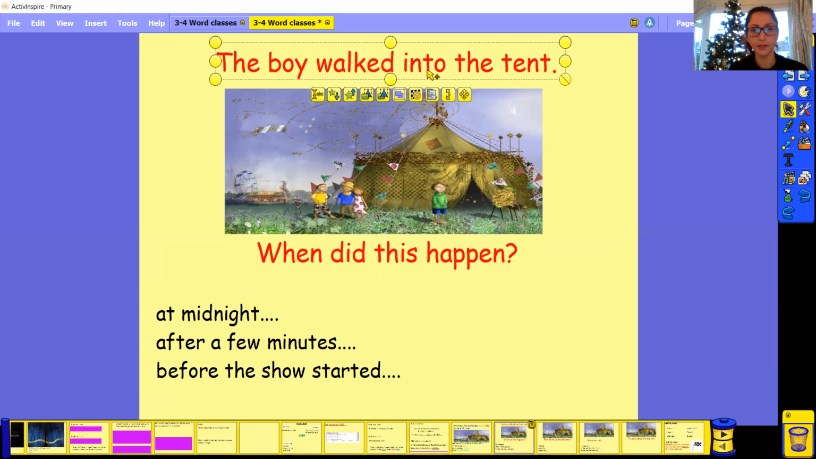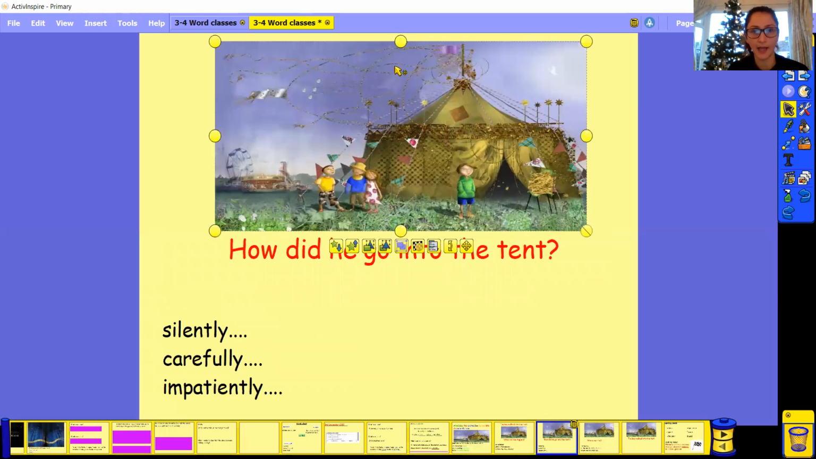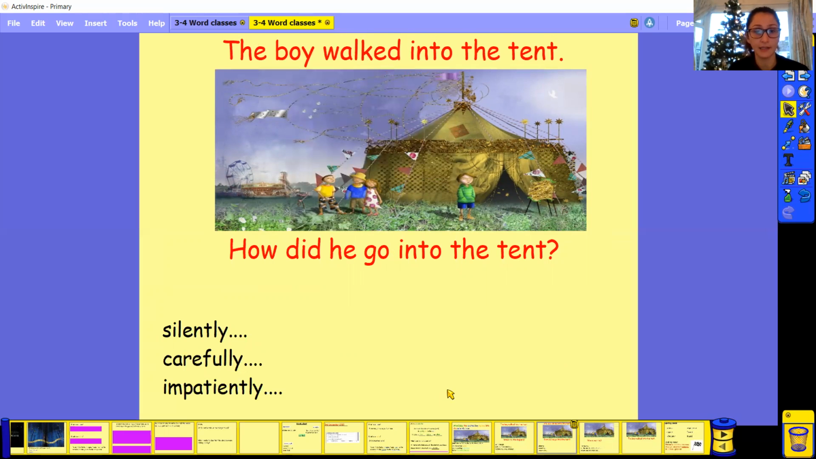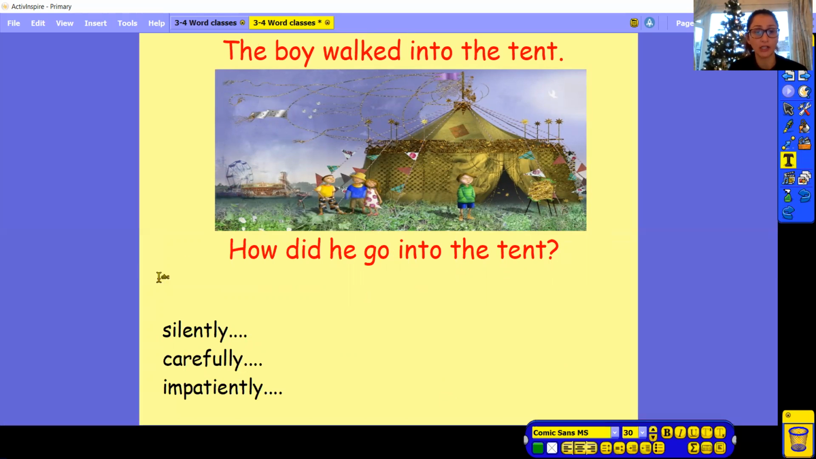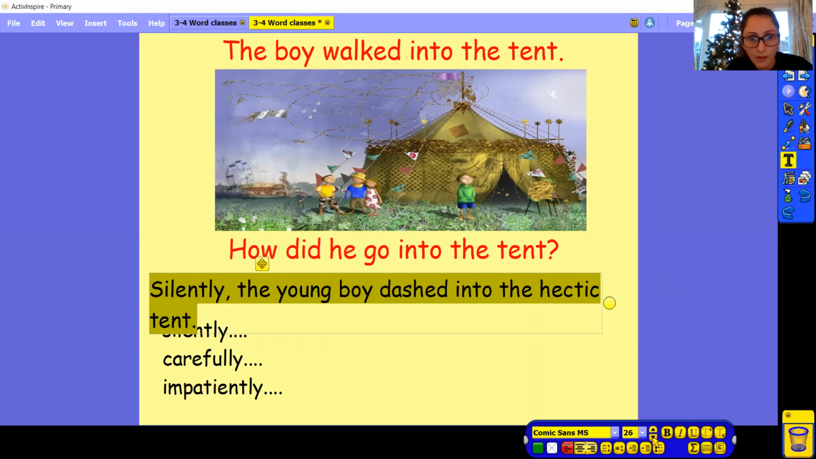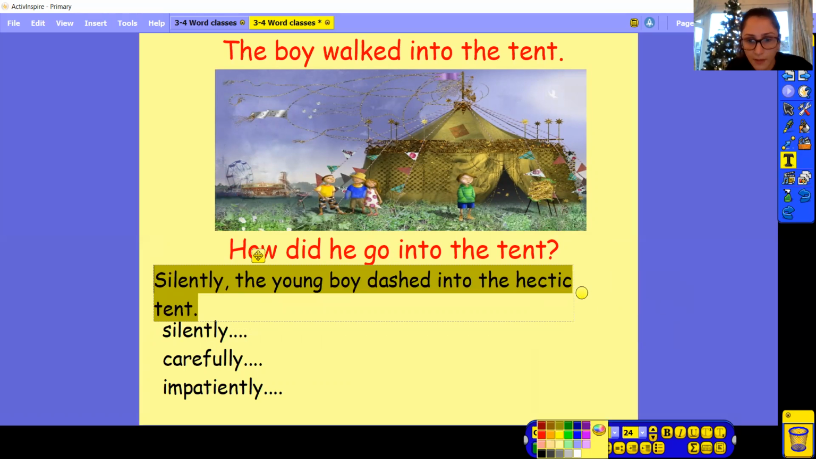Okay, so same sentence. So we've got the sentence again. So the boy walked into the tent. How did he go into the tent? Okay, so you might want to change this a little bit. You could change this into silently, comma, the young boy, so remember I'm trying to up-level it, the young boy dashed into the hectic tent. There we go, just make that a little bit smaller. Change the colour of it as well.